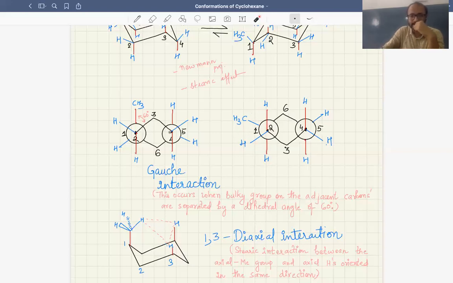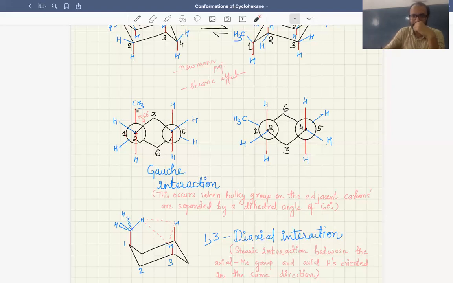Okay, so in this particular structure in which the methyl group is in the axial position, you will find steric interaction, in which the adjacent bonds are at a dihedral angle of 60 degrees. You will experience a steric interaction which is called the Gauche interaction. This occurs when the bulky groups on adjacent carbons are separated by a dihedral angle of 60 degrees. So we have two adjacent carbon atoms, that is 2 and 1.